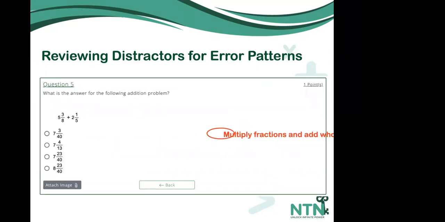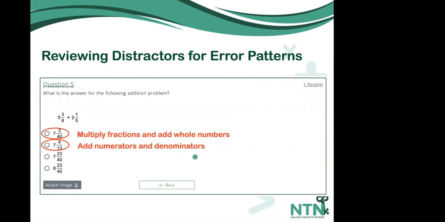And then let's go ahead on to question number 5. So again, we have some multiplication happening with that first answer choice. We have the adding straight across for answer choice B. And then we might have some issues with regrouping as it relates to mixed numbers, because that's not something that we really talked about with that initial example. So again, additional misunderstandings or misconceptions that could be displayed by the students.